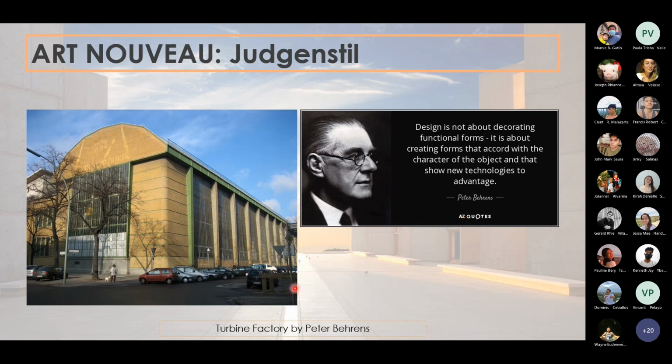So again, this is a new type of building. Before, you didn't see factories. So it emerges during industrialization. These factory buildings started during the modern architecture, the modern era.